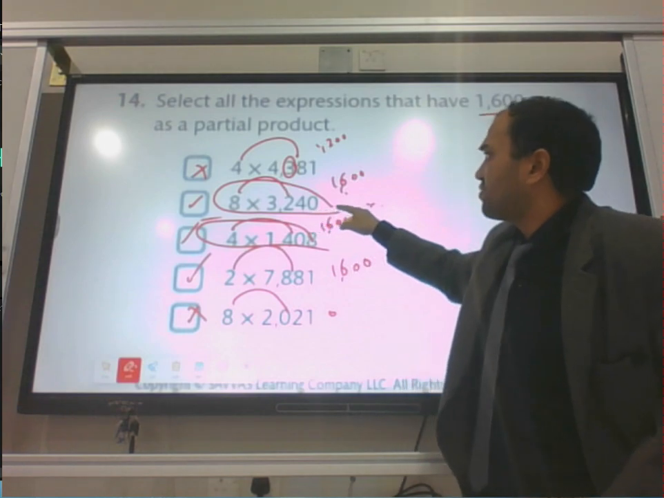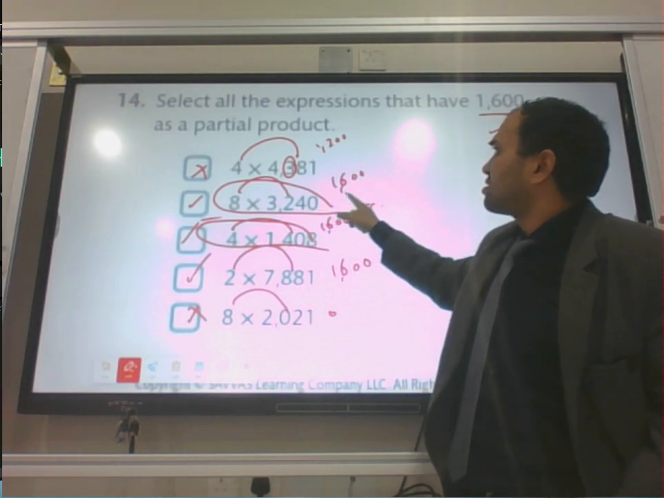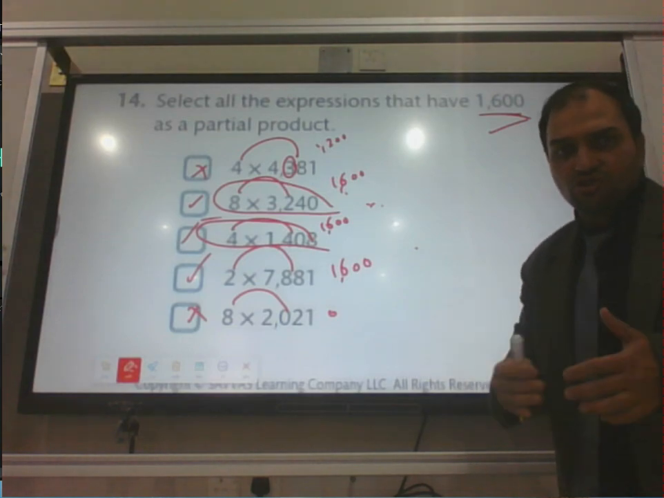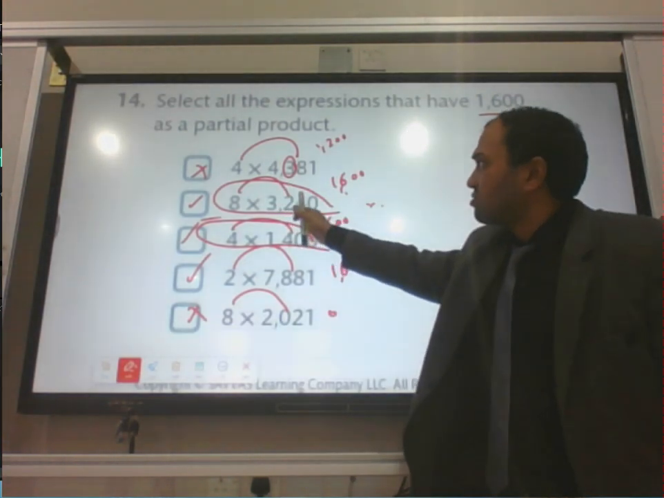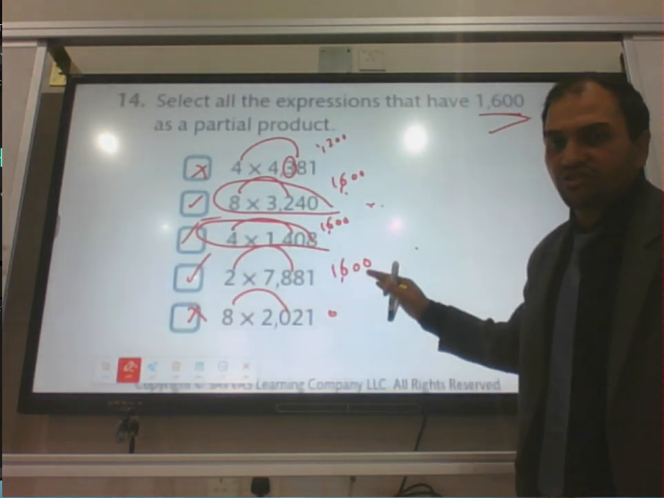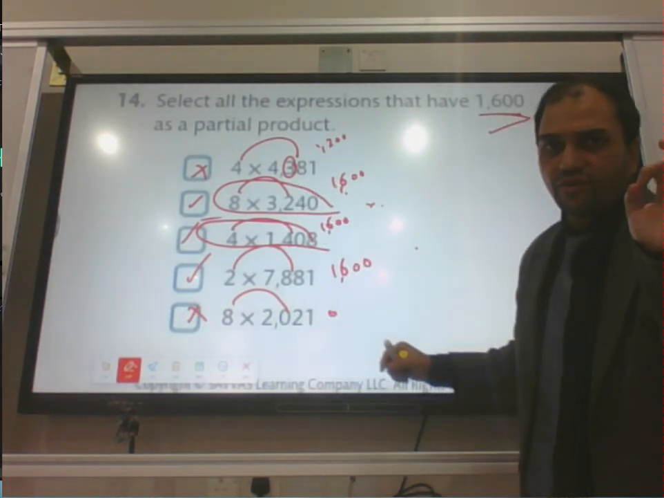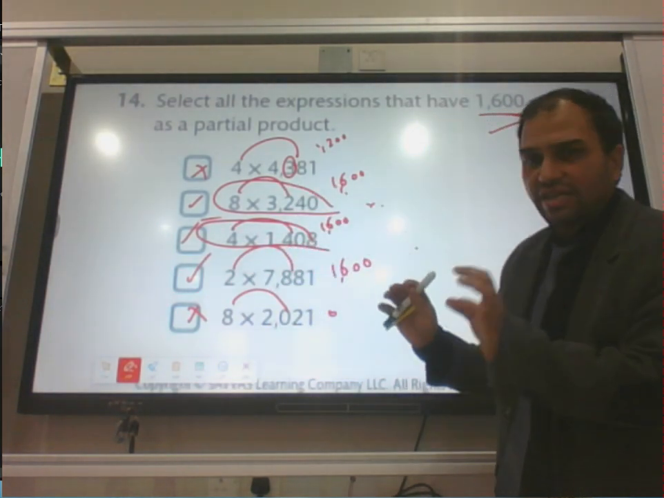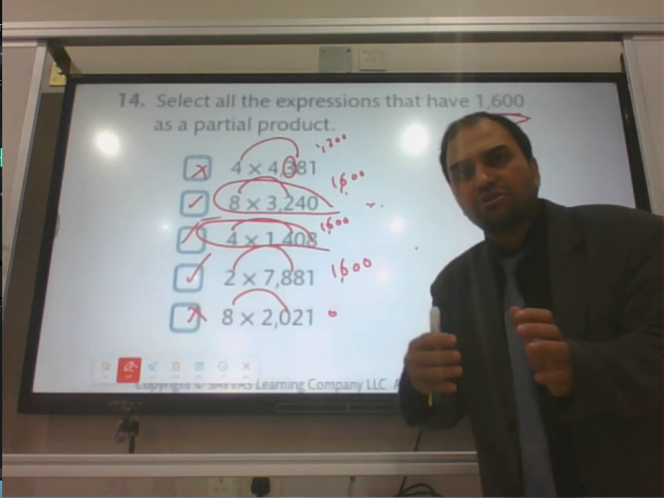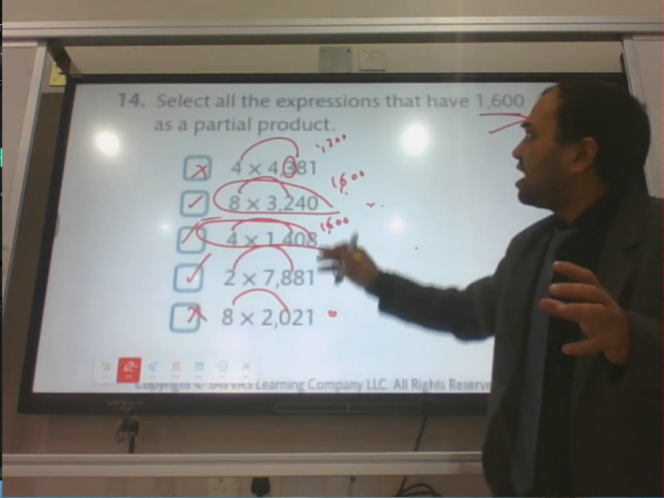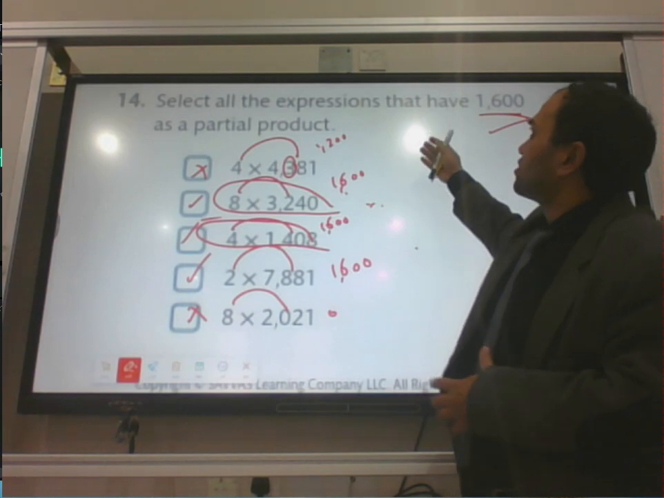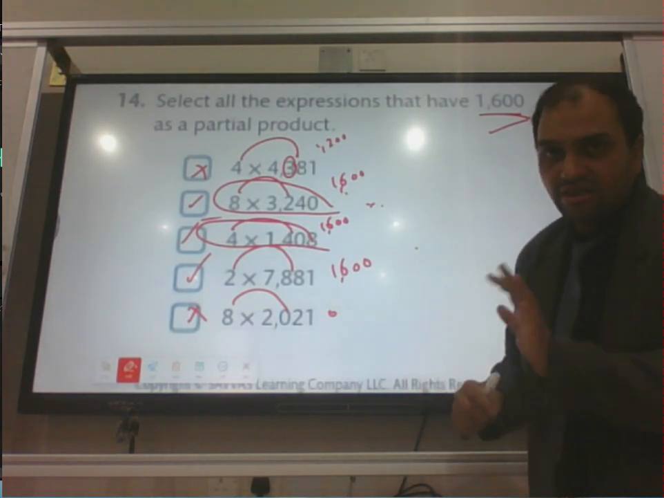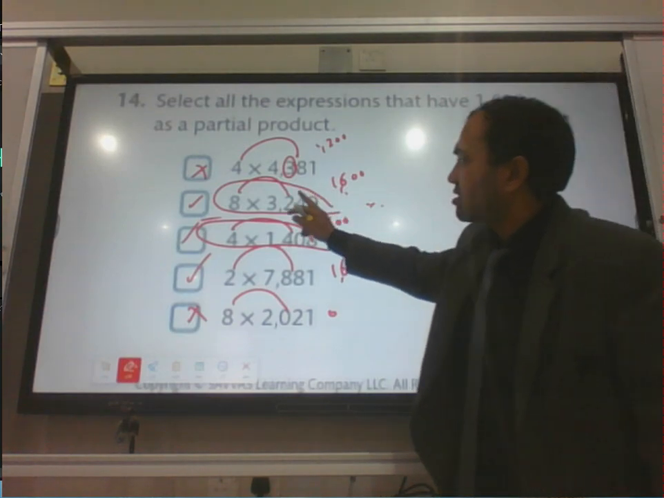The first, because the answer is a partial product, if you use distributive properties on 3,240, you can find 1,600. So you must choose this. When you find the answer of product 4 and 1,400, you can get 1,600, the part of the solution. Okay, he asked you to select all the expressions that have 1,600 as the partial product. Okay, so you must choose this answer.